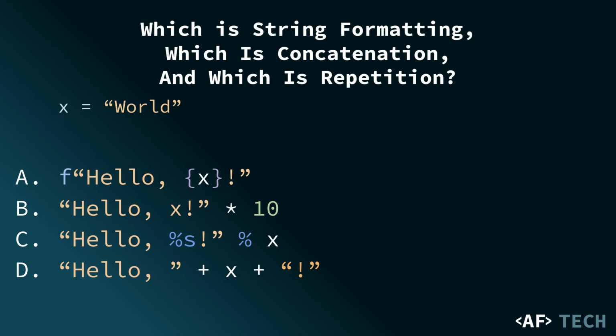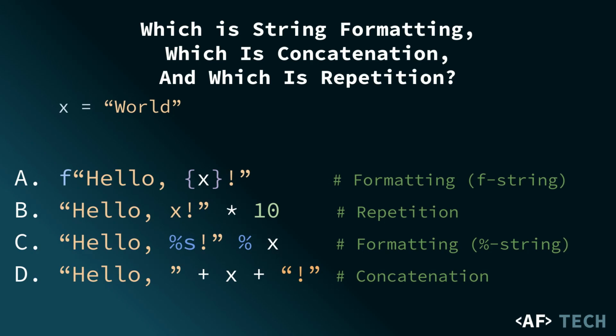Which of the following is string formatting, which is concatenation, and which is repetition? A is formatting with f-string formatting. B is string repetition using the multiplication operator. C is also formatting but using %string formatting. And D is concatenation using the plus operator.